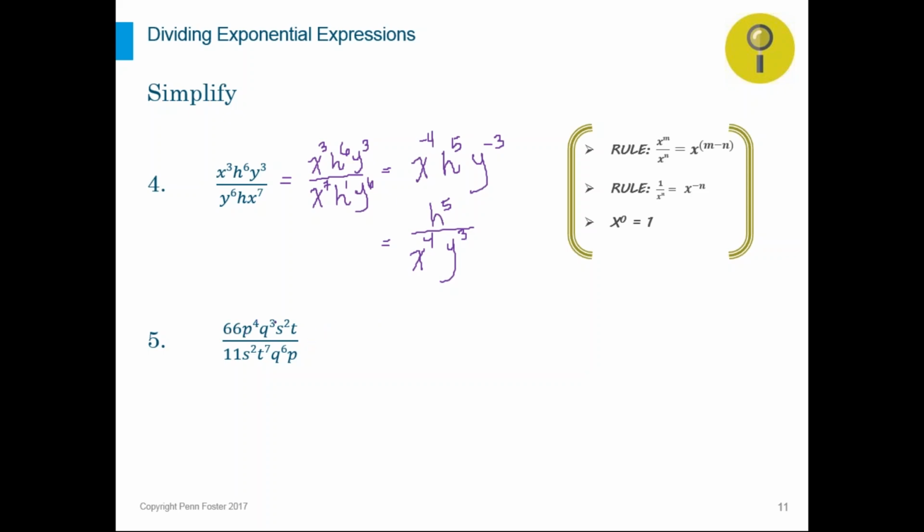66 p to the fourth q to the third s squared t over 11 s squared t to the seventh q to the sixth times p. When I'm reading the question, I know that you can see my screen. I know that you can read it yourself. I just developed the habit of reading the question to myself. And since I'm talking to you, I'm reading it loud.